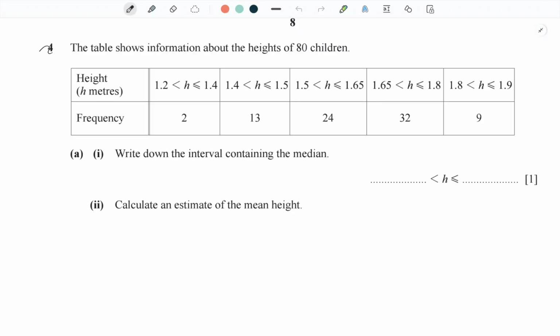Students, welcome back. Last time we solved 2023 IGCSE Mathematics past papers. Now we will go forward. In this video we will solve question number 4.